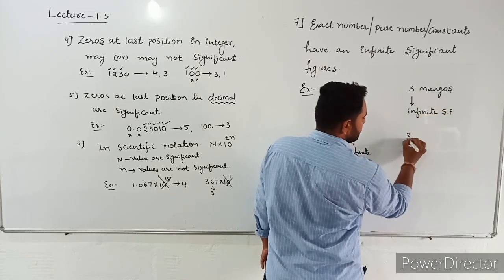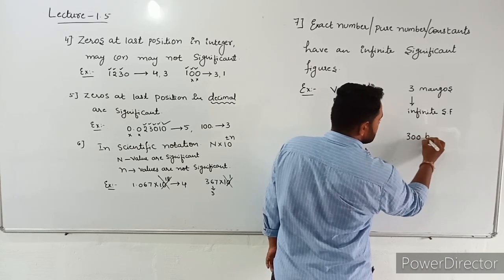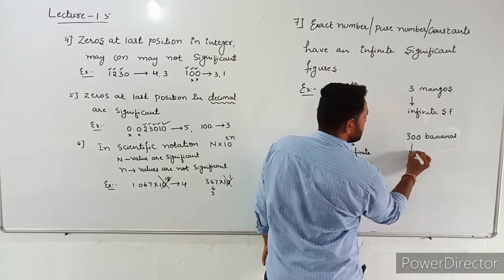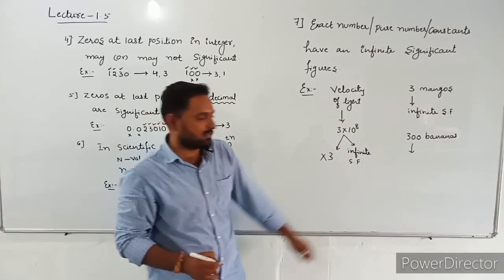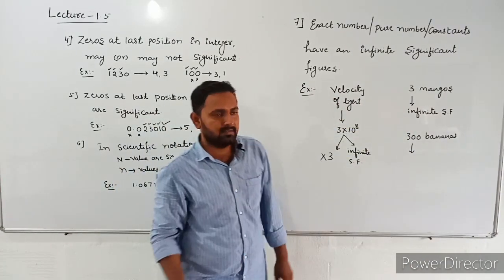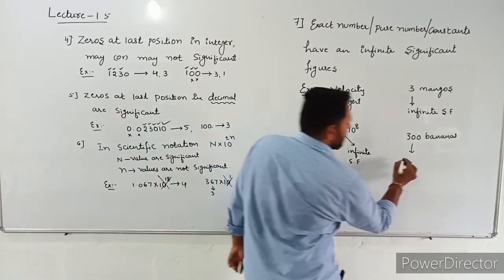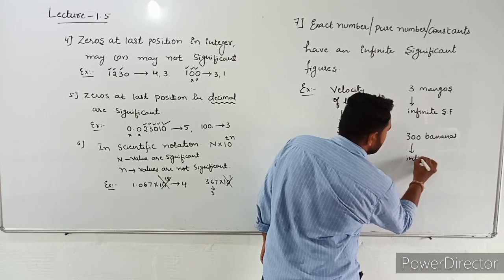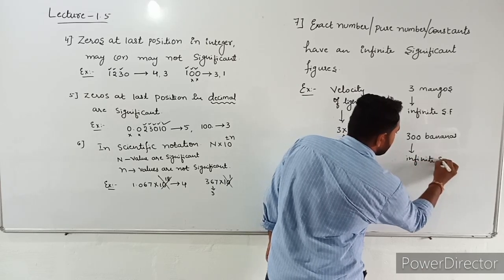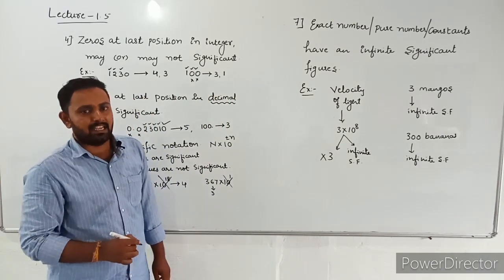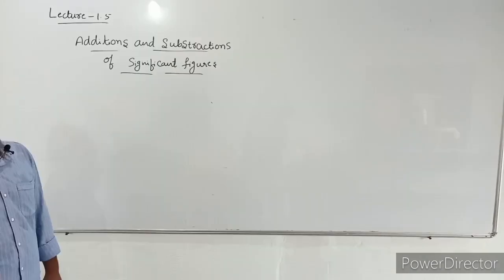Next, 300 bananas. Now tell me how many significant figures are present in this number. It is also an exact number. So there are infinite significant figures. These are the rules for counting significant figures.